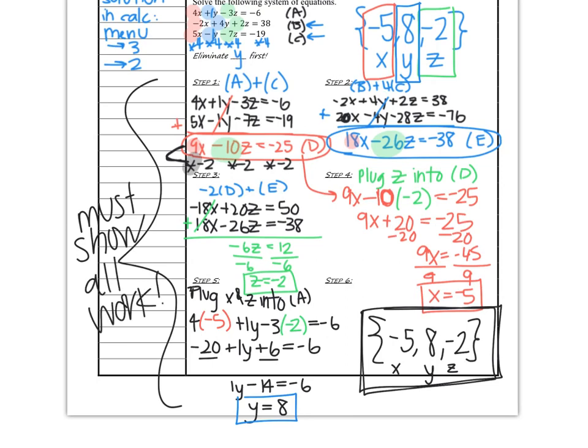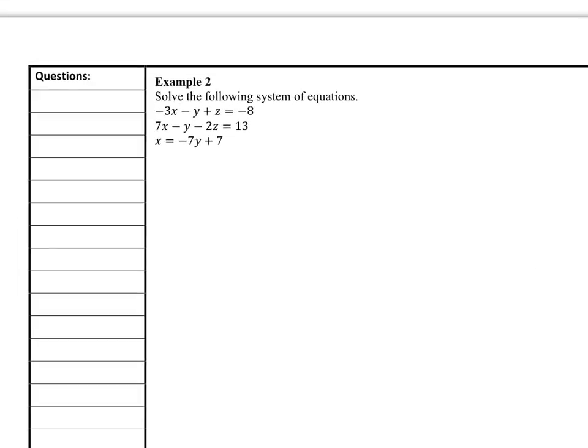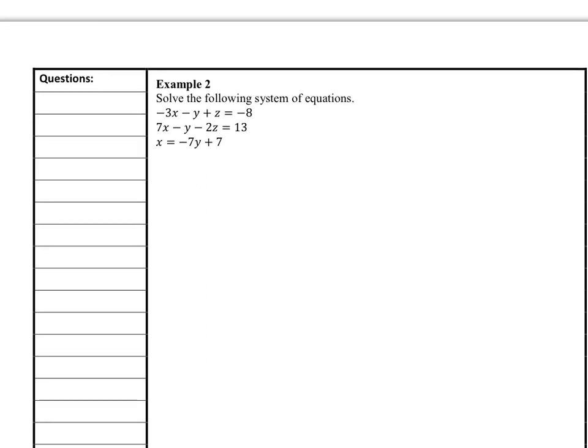All right, so we're going to move on to the next example and see what we got going on here. Okay, so we're looking at example 2 here. And it says solve the following system of equations, and then we've got these equations here. And I noticed that this third equation is looking a little goofy.